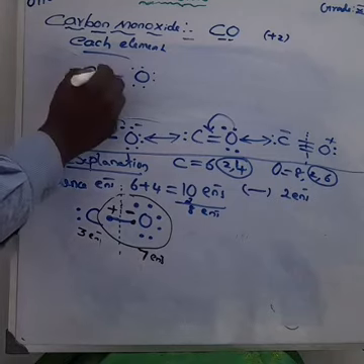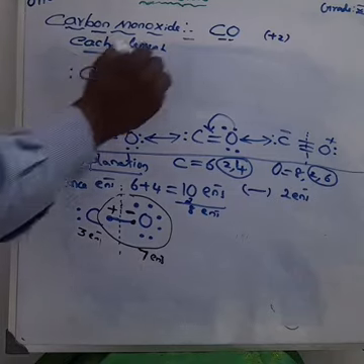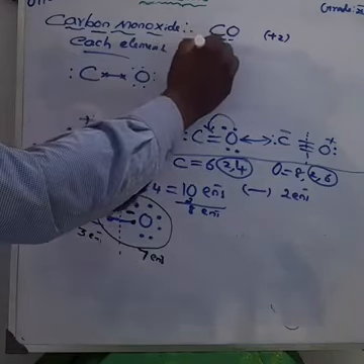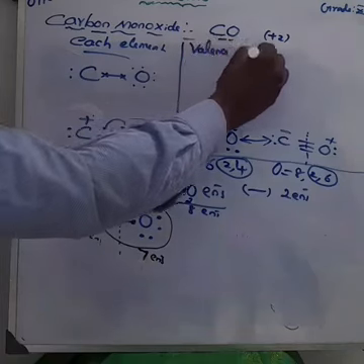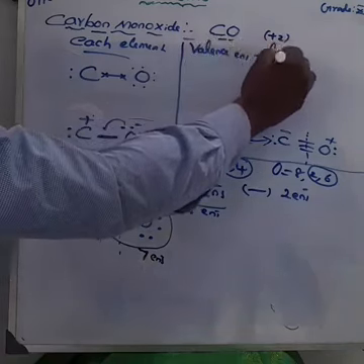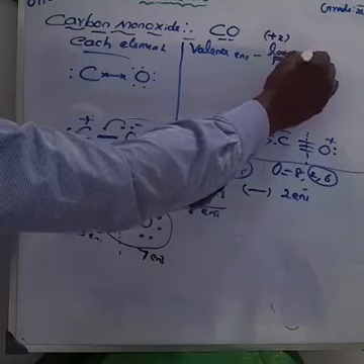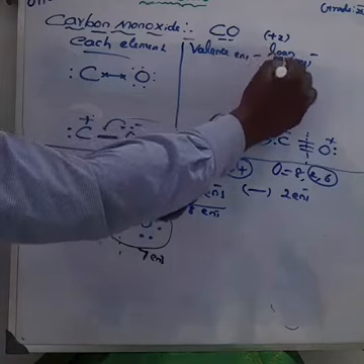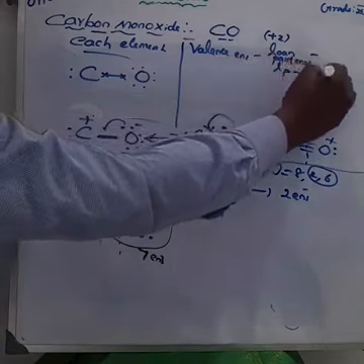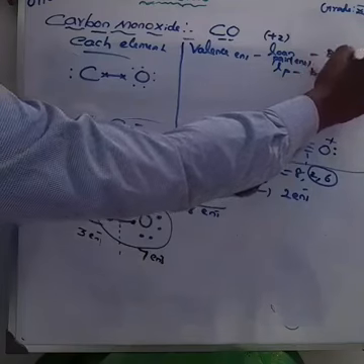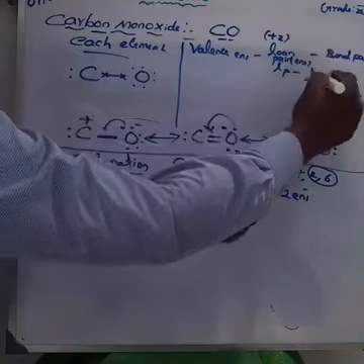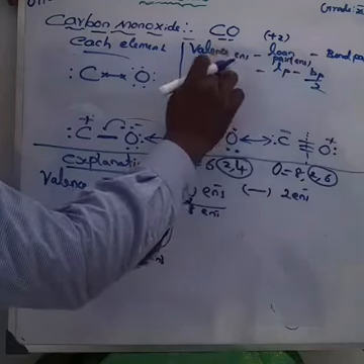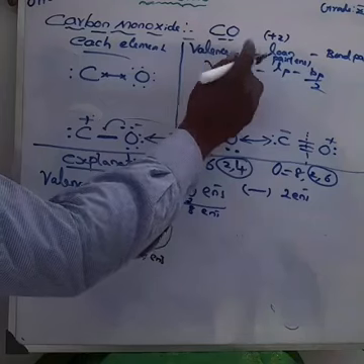First one, carbon. Don't forget the formula. Please write the formula there. Valence electron minus lone pair of electron. Valence electron can be written as VE. VE denotes valence electron. Minus lone pair, LP. LP means lone pair, minus bond pair, BP. BP means bond pair, divided by 2. Okay, here is another formula: valence electron minus lone pair of electron minus bond pair divided by 2.